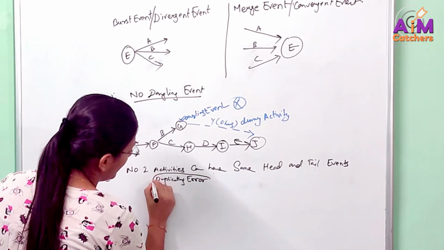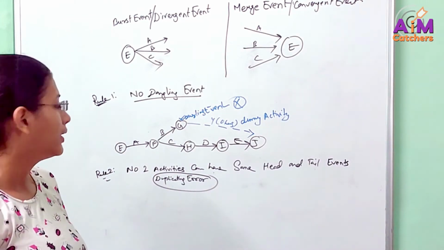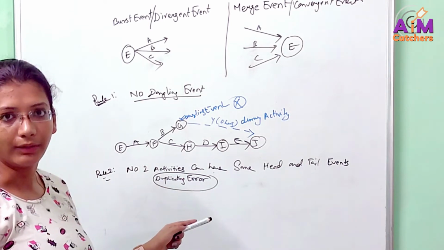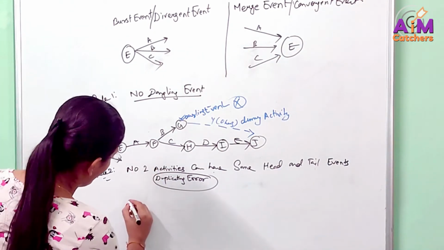Duplicating error, because that activity will be duplicated, then that doesn't make sense. So we can never have this kind of activities. For an example, let's take the same example.